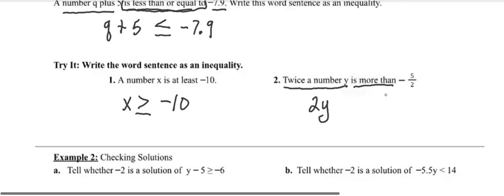So how would I represent "is more than"? Greater than. Correct. Is this correct? Is that the right way? No. So it should be like this: 2y, greater than, and then we have our negative 5/2. Okay? Are there any questions on that?